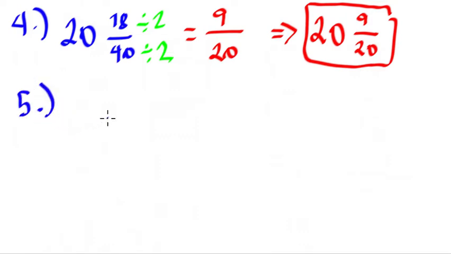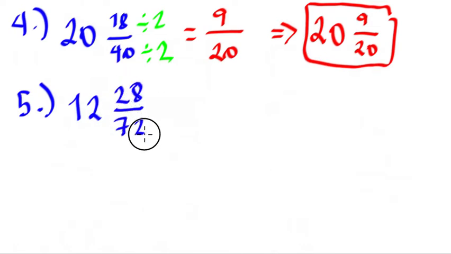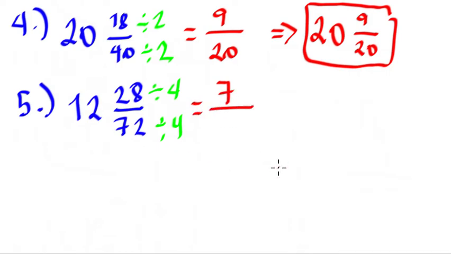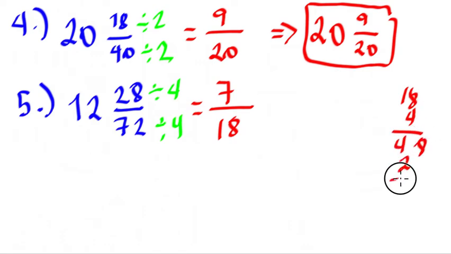For number 5, we have 12 and 28 over 72. Let's try to divide them both by 4 for now. 28 divided by 4 is 7. 72 divided by 4, what? It's near 20. I bet the answer is 18. Let's try 18 times 4. 4 times 8 is 28, that's going to give us 68. No, that lacks one step. So I think that's 19.